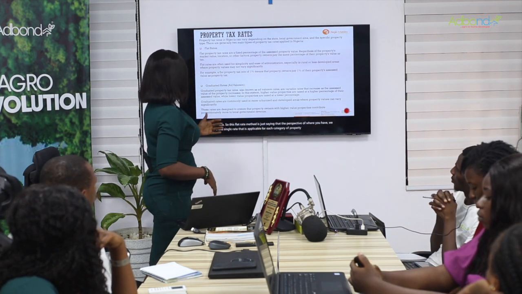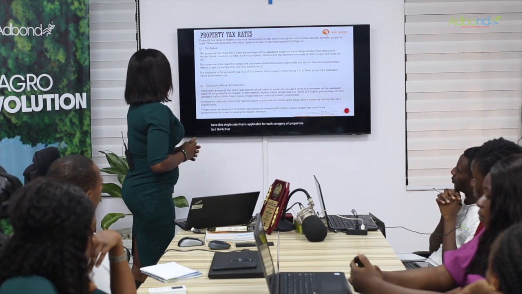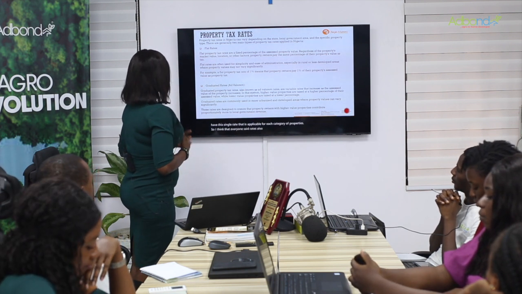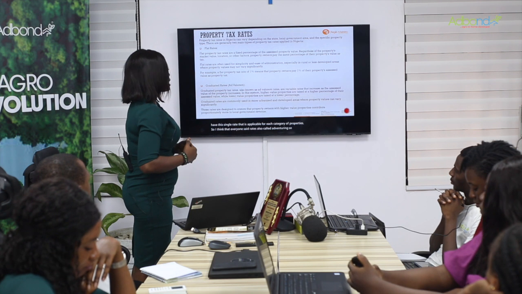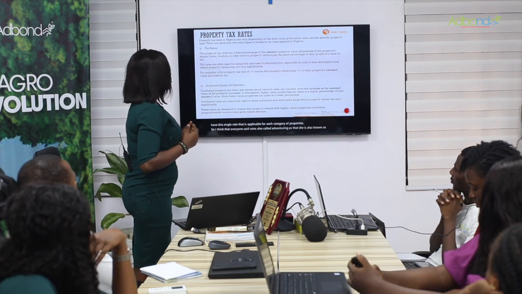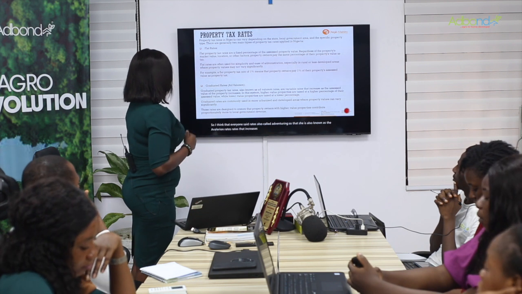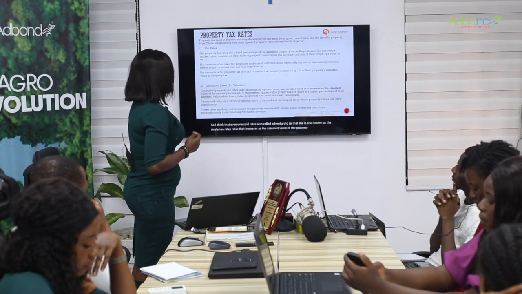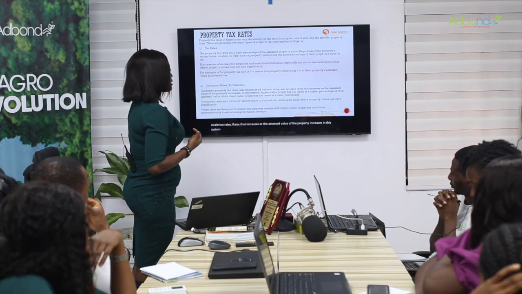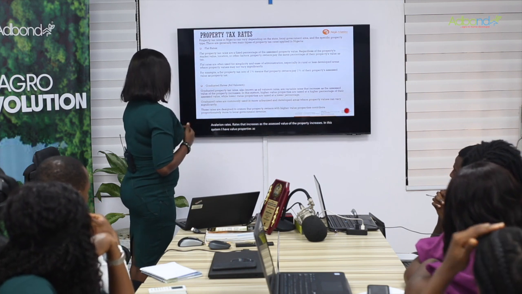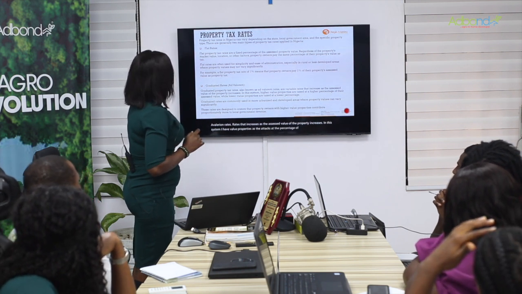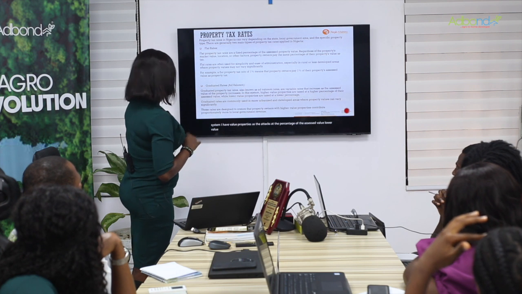So we have the graduated rates, also called ad valorem. Graduated property tax rates, also known as the ad valorem rate, are variable rates that increase as the assessed value of the property increases. In this system, higher value properties are taxed at a higher percentage of their assessed value, while lower value properties are taxed at a lower percentage.